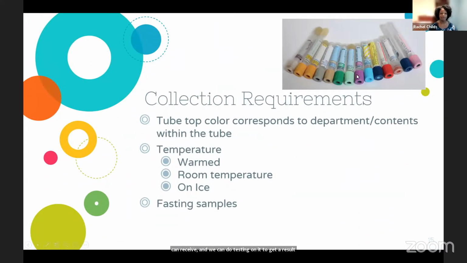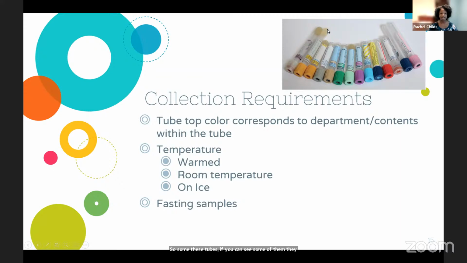Most people don't know this, but the color of the tube for blood means different things. It's not just because we like to look at rainbow colors and it looks cool. There are different components in these tubes that tell us, just by looking at the color, what is in that tube. The tube top color corresponds to what specific department, what anticoagulant, or other substance is in the tube.